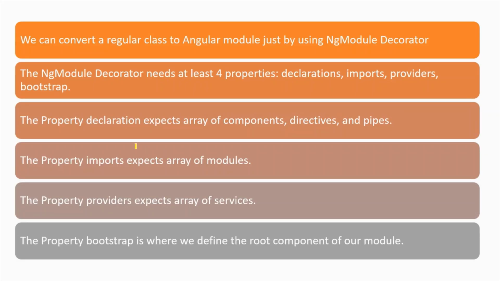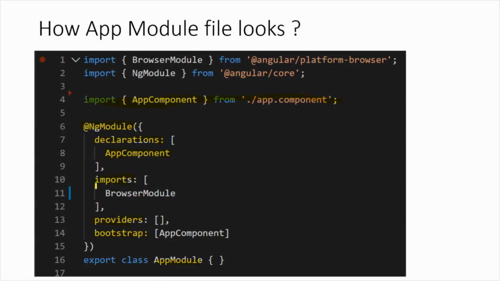The next point is that the imports property expects an array of modules. So now we will come to this imports array. Whenever we add any module, we have different kinds of modules, like Angular modules, open source modules, and sometimes we create our own module. If we want to use a module, we will first import that module in our root module.